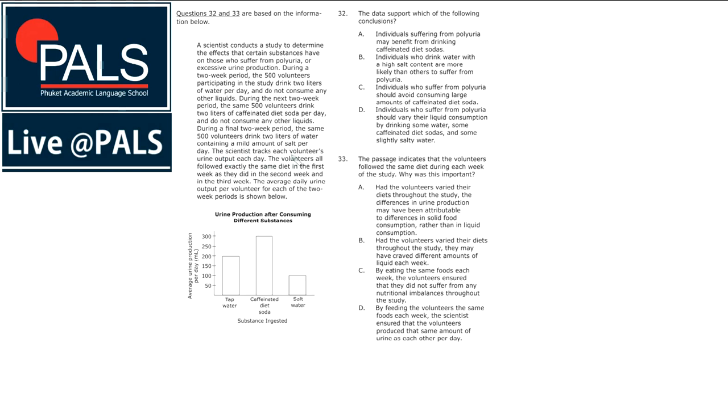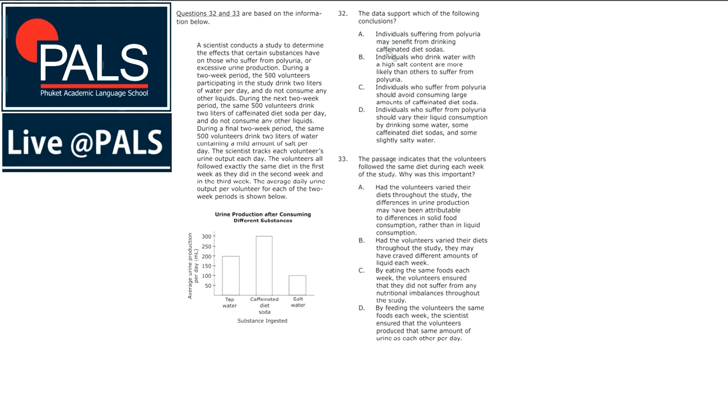The scientists track each volunteer's urine output each day. The volunteers all followed exactly the same diet in the first week, and they did in the second week and third week. The average daily urine output per volunteer for each day of the 2-week periods is shown below. Tap water, caffeinated water, and salt water. The data supports which of the following conclusions?